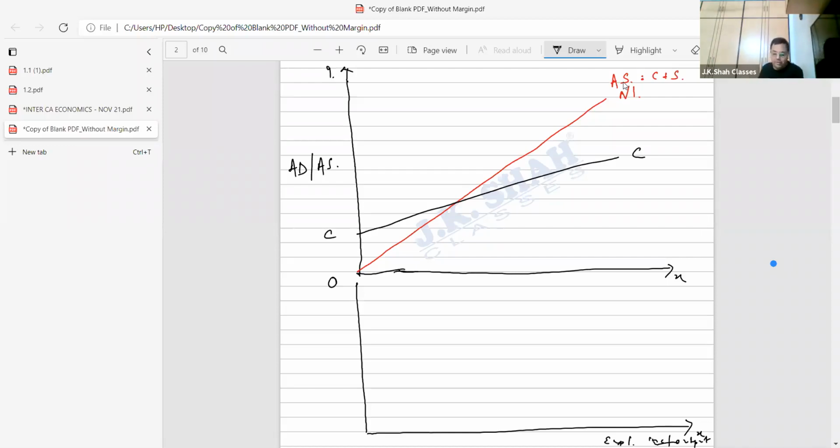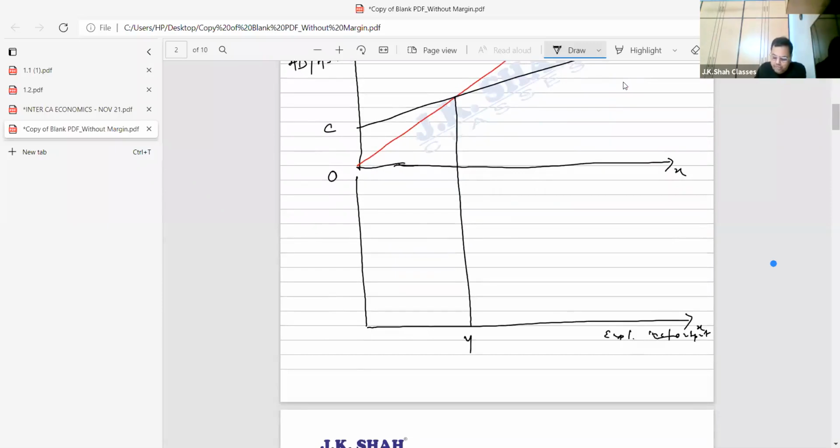Now wait, pay attention. This particular point corresponds to the OY level of income. Agreed? So from here I'll draw that savings curve. Kindly look here, pay attention students. The savings curve will be like this. Savings curve. I hope till here it is clear, students.